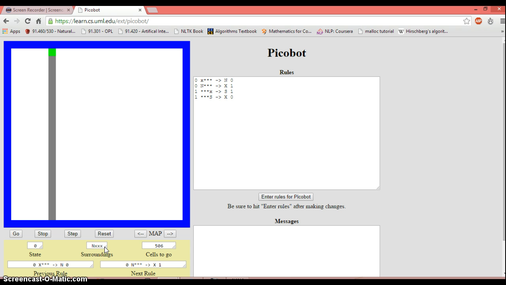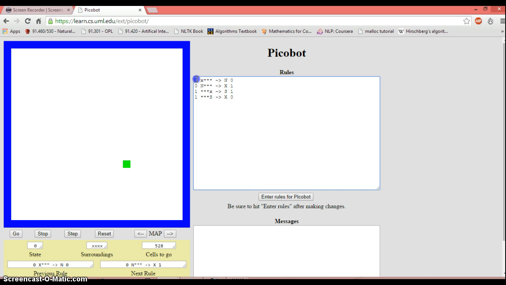Now that we understand that, we can take a look at these rules. So I'll just reset. And we see that Picobot starts out in state 0. It will always start out in state 0. And its surroundings right now, there are no walls. And so we'll look at our rules.